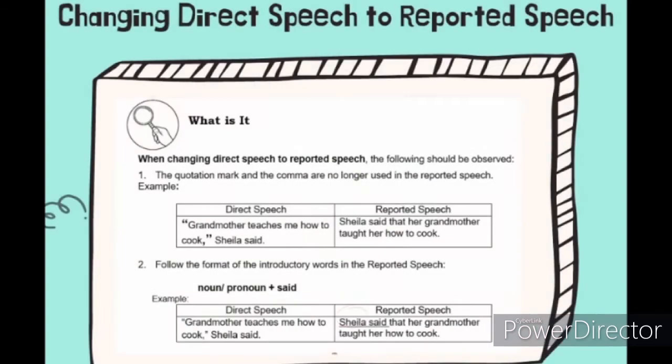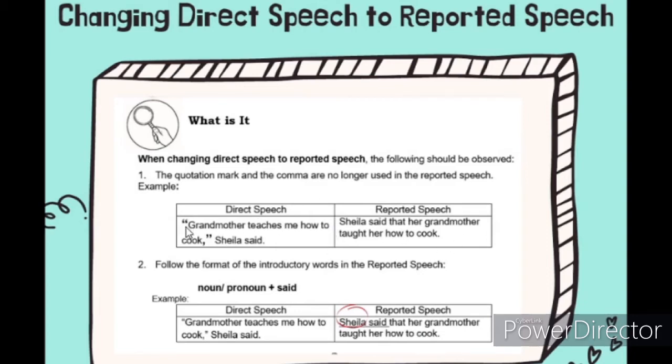Now that you already learned how to identify correctly the direct speech and reported speech, you are now ready to learn about how to change or transform direct speech into a reported speech. There are steps to follow. When changing the direct speech to reported speech, first, the quotation mark and comma are no longer used. Let's take this table as example.